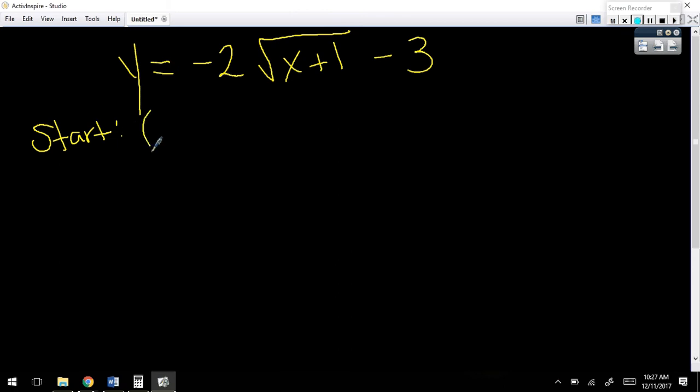Negative 1. Good job, good catch. That's okay, that was a good try. -1, -3, because we have to change the sign of the H, okay?